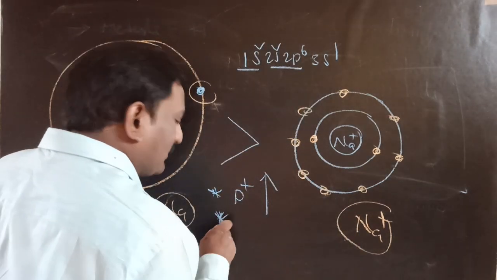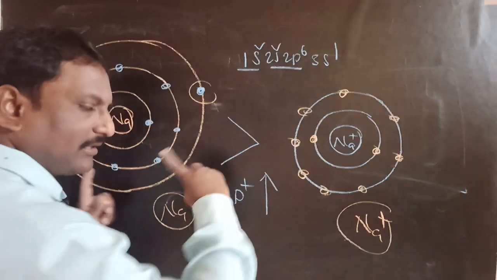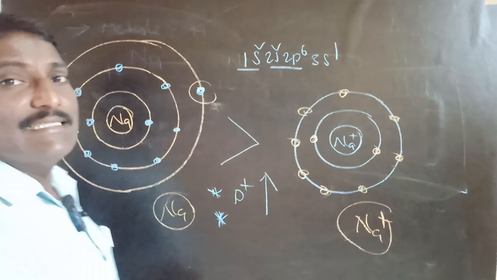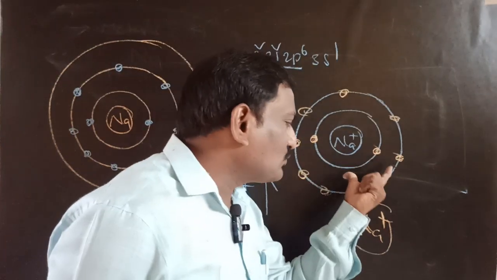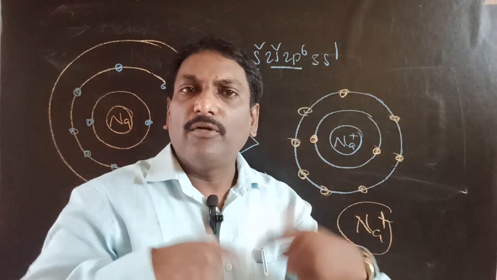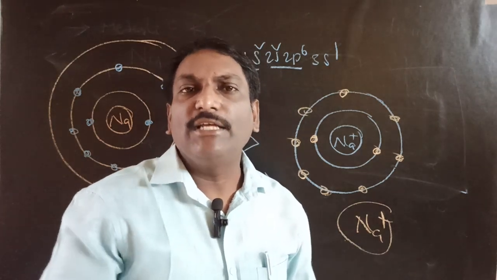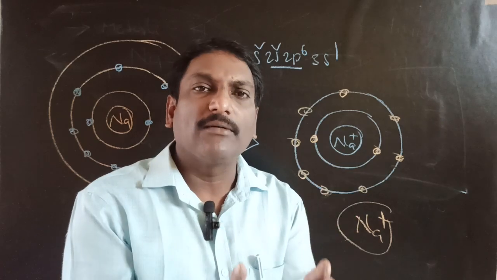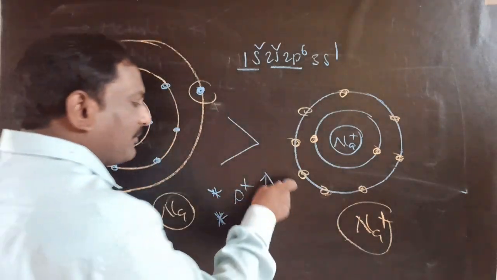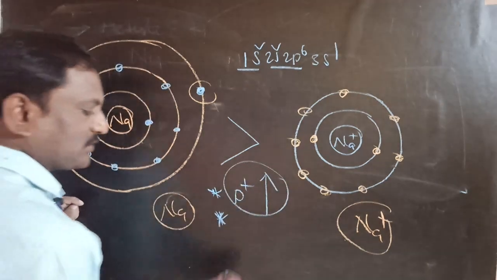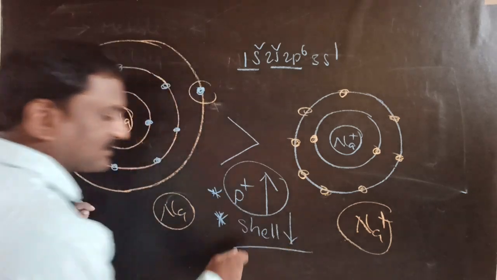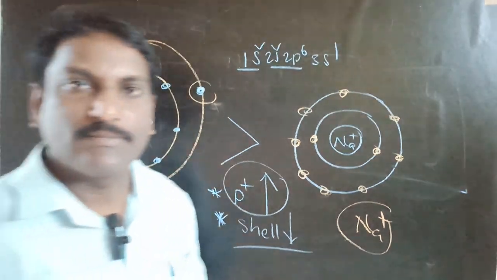Second point, in the case of sodium, not in all atoms, the shell will be cancelled out. So that's why the atom has three shells and the ion has two shells. The shell will be cancelled out, so the size of the ion also decreases. Two reasons: increment in proton density. Next one, decrement in number of shells.